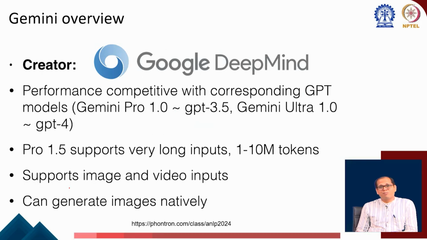Then you have Gemini from Google DeepMind. It has of course many versions. Pro 1.0 was very similar, in terms of performance, to GPT 3.5, and Gemini Ultra 1.0 was very close to GPT 4, and then they had Pro 1.5 that can support very long inputs, up to like 10 million tokens in context. They can support both image and video, and can also generate images.